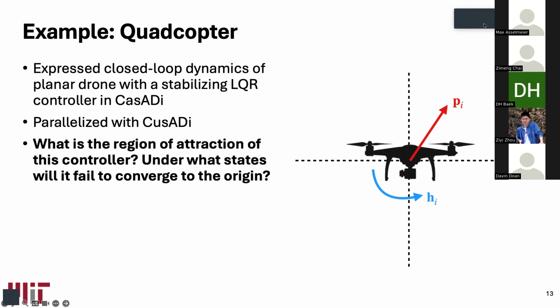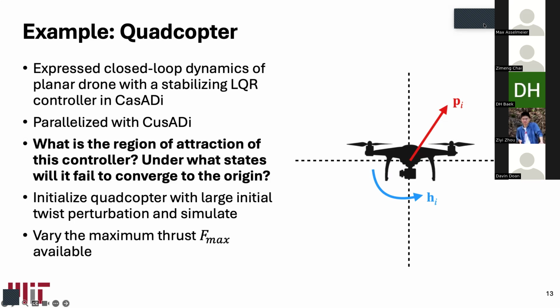Like I'm going to push it linearly and perturb it angularly around this nominal state. And let's ask some questions about our controller. I want to know what are the bounds and the limits of this controller. And so what we do is we initialize it here, and we vary the maximum thrust, the force that the quadcopter can produce from this. And we ask, from what states can it return, from what states will it just spiral away into infinity?